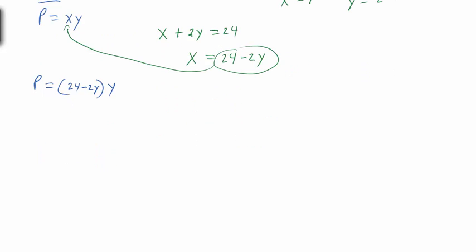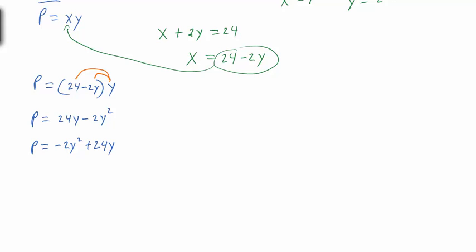And then we simply distribute. So now again, we did the substitution, so now we only have one variable. So I'm going to distribute the y. And once we do that, we would have 24y minus 2y squared. And just like I did before, I want the y squared term first, so I'm going to simply move that out front. So it's a negative 2y squared, and then we have our positive 24y.